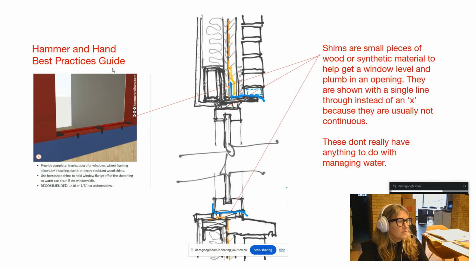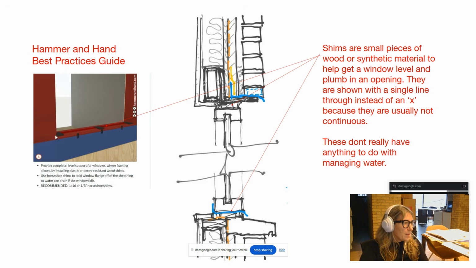This is from Hammer and Hand Construction's Best Practices Guide. If you've never seen it, you should check it out. Again, I'll give you that link in a second. But they show a lot of awesome details. And because they're contractors, they go through step by step how the install works. So if you want super detailed, this is how high performance exterior walls are built, they have some fantastic diagrams and videos.